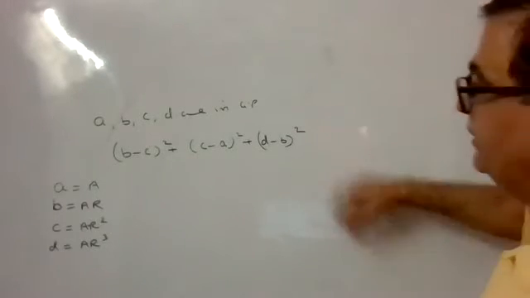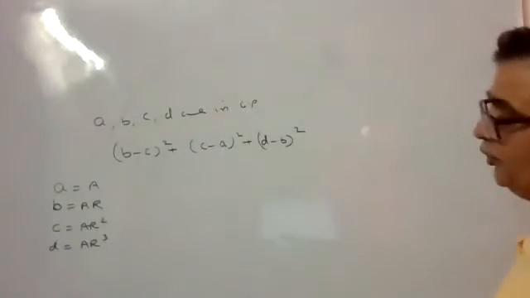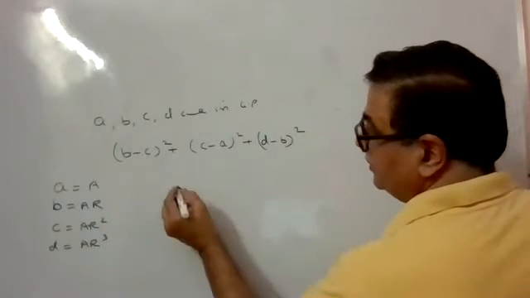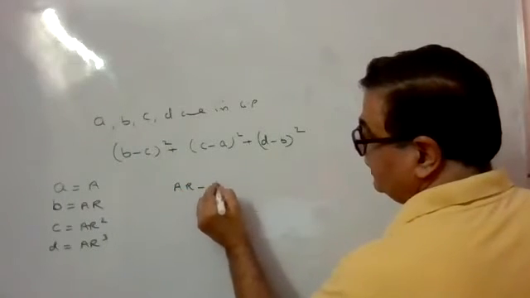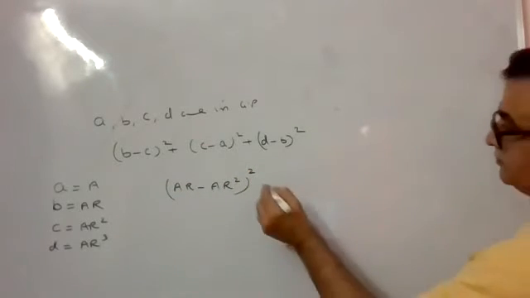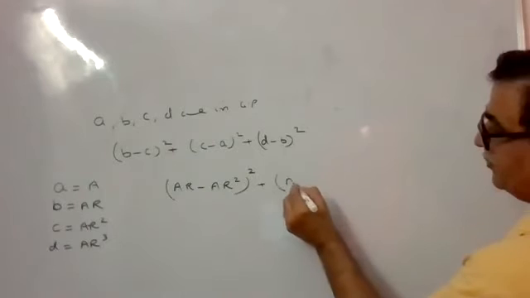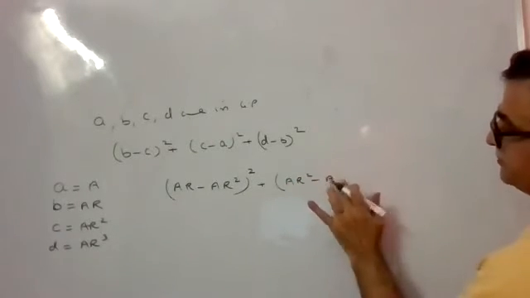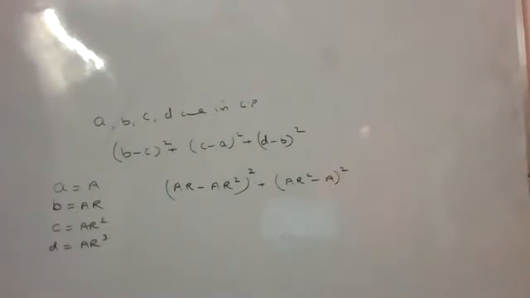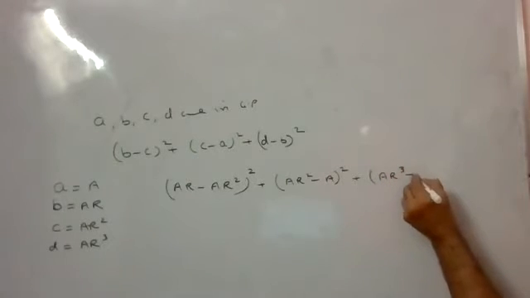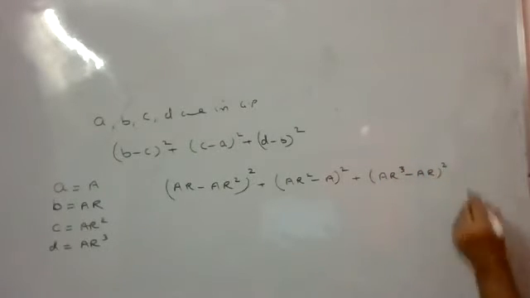Now I'll start with the left hand side and we will put the values. B minus C whole square: AR minus AR square whole square. Then C minus A, that will be AR square minus A, whole square. Then D minus B, that means AR cube minus AR, whole square.